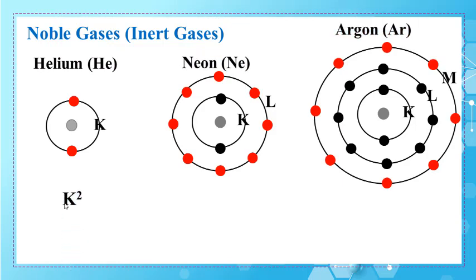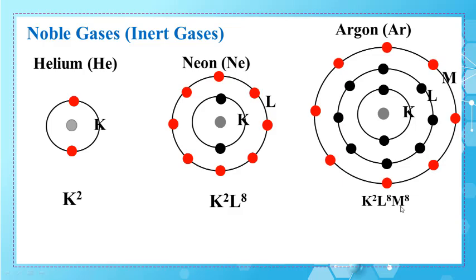Let's remember how to write the electron configuration of each. For helium having only 2 electrons, the electron configuration will be K2. For neon having 10 electrons, 2 electrons will fill the K shell, and 8 electrons will fill the L shell. For argon having 18 electrons, 2 electrons will fill the K shell, 8 electrons will fill the L shell, and the remaining 8 electrons will fill the M shell.